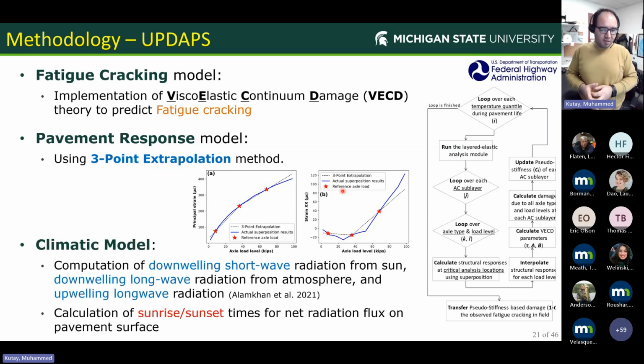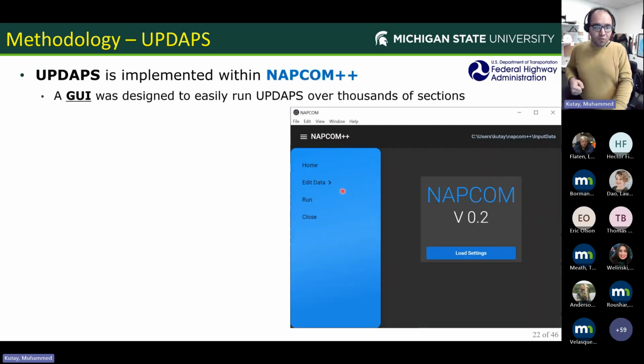And also we have significant changes in the climatic model. The computation of the downwelling short wave, downwelling long wave, and upwelling long wave radiations are updated. And we are also including the sunrise and sunset times to calculate the net flux radiation distributed over the daytime, which was previously implemented in the EICM. So we have plenty of other improvements as well, and these are just some examples.